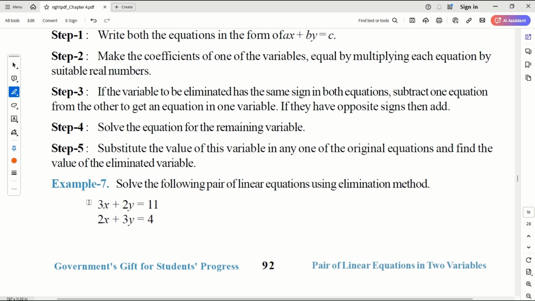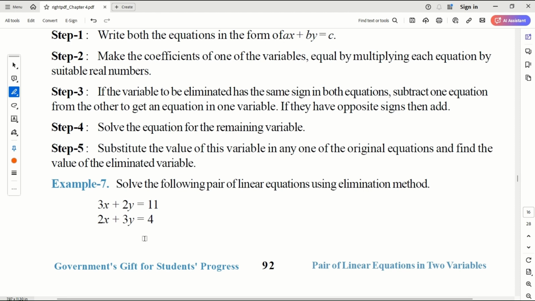Alright? Complete the equation with 2: 6x plus 4y equal to 22. The coefficient of x is 6 in that case. Correct? And take the second equation and multiply it with the coefficient of x of the first equation, that is 3. If I multiply this with 3, it will become 6x plus 9y equal to 12. Both the equations have 6x as the term actually. If I subtract both of them, one x variable is gone.